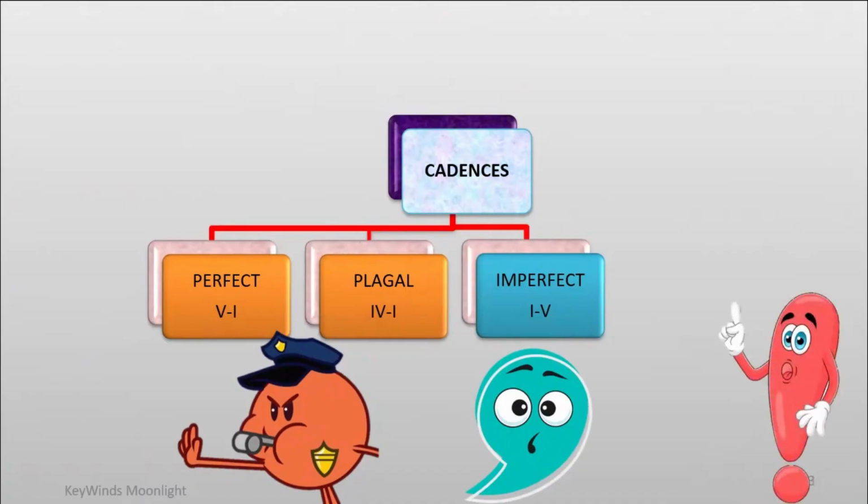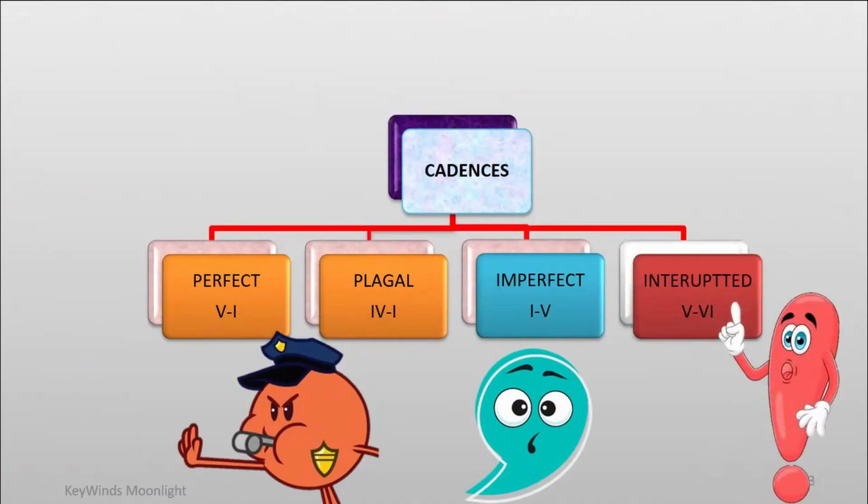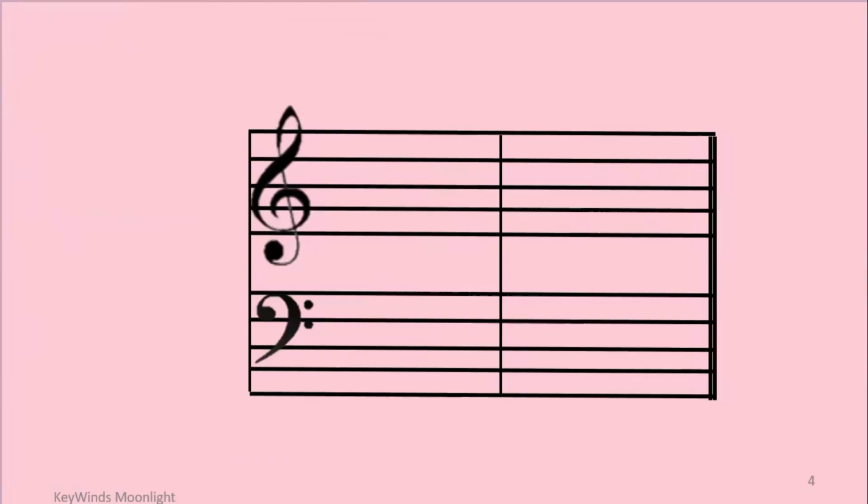Then exclamation. We also call it surprise cadence, interrupted cadence, which has chords 5 to 6. Act as a what? Exclamation mark. Okay, let's move on. Now we'll see how to write these cadences in SATB, soprano, alto, tenor, bass.